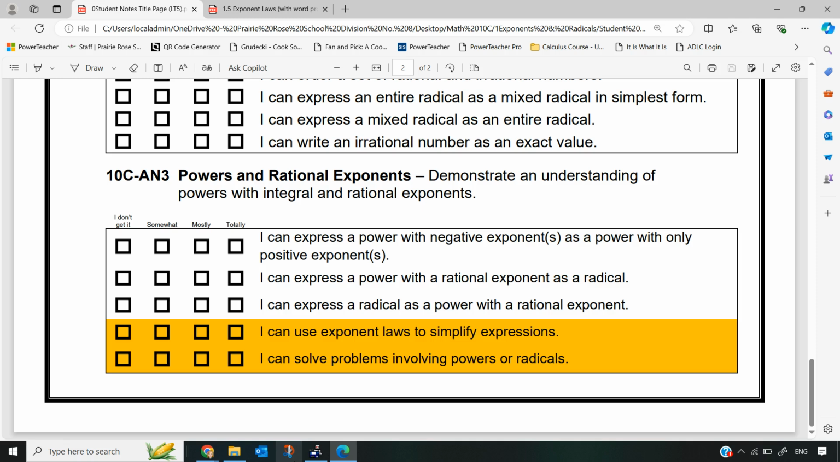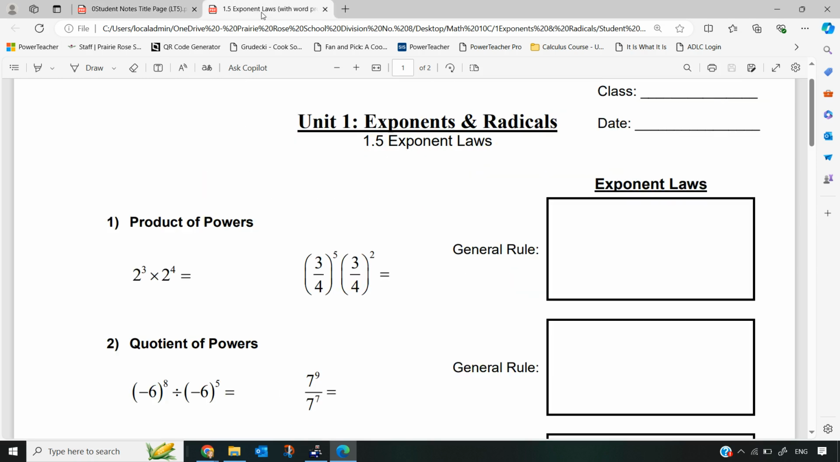Now, today's lesson is intended as an introduction to exponent laws. It's just a refresher on some of the laws that you should already know. As we go on to 1.6 in the next topic, we'll start looking at more complicated examples with exponent laws.